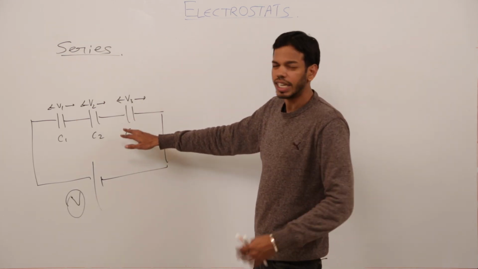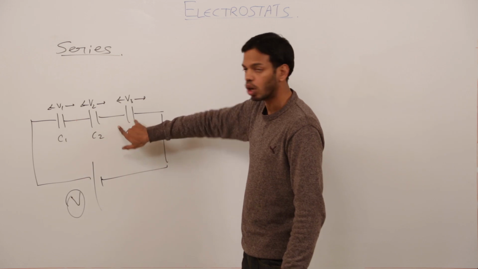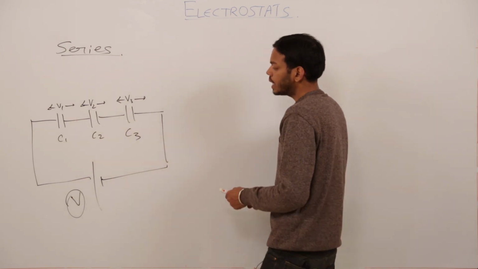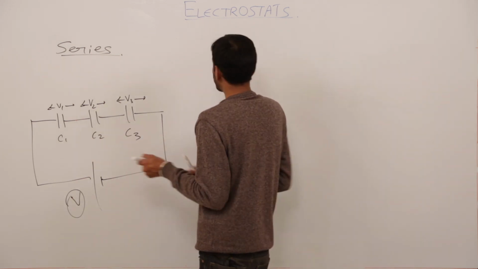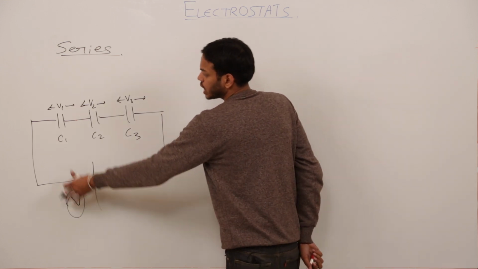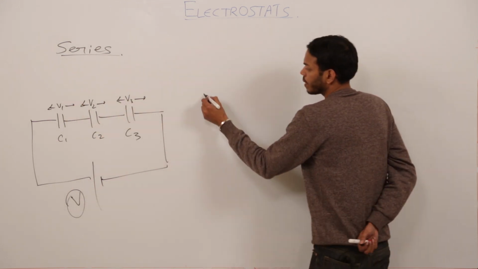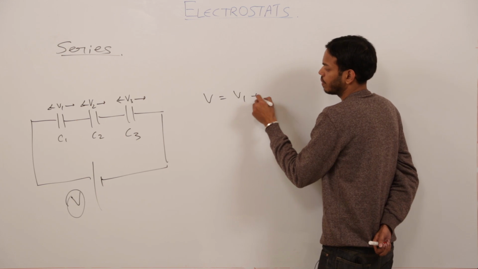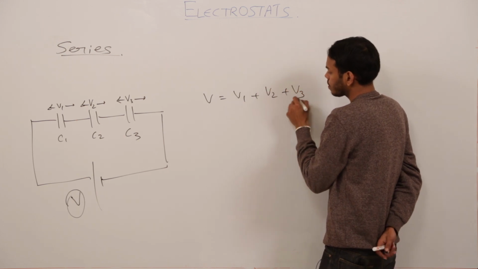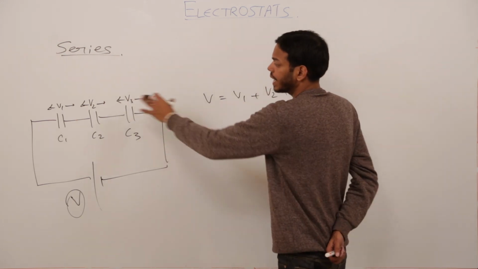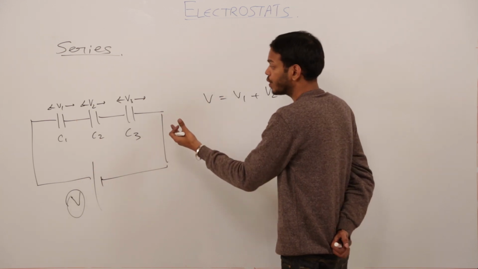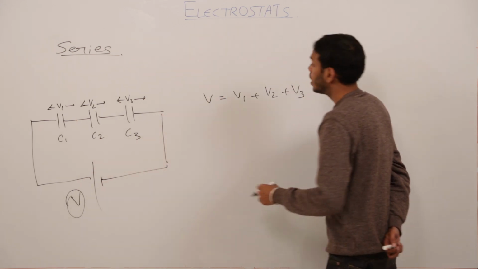So this is the potential difference. This is the voltage difference across the plates of C3, right? What I was explaining before is that the total voltage is V1 plus V2 plus V3. This is how it will be. 6 volts divided into parts, which when added up give you 6 volts back.